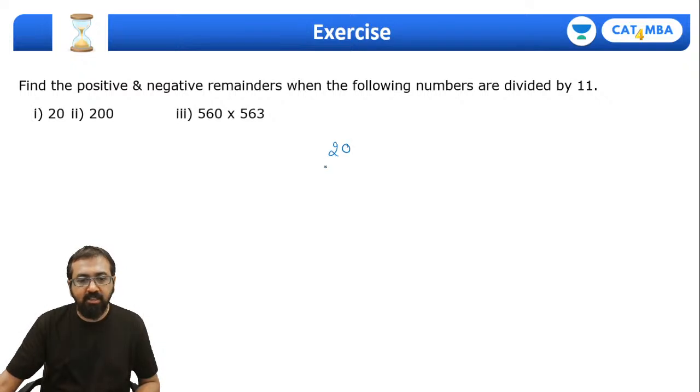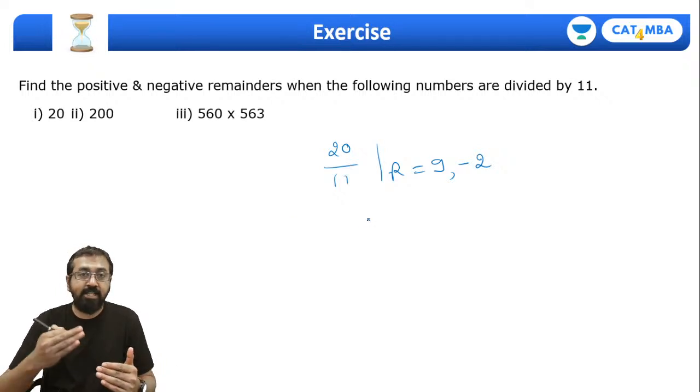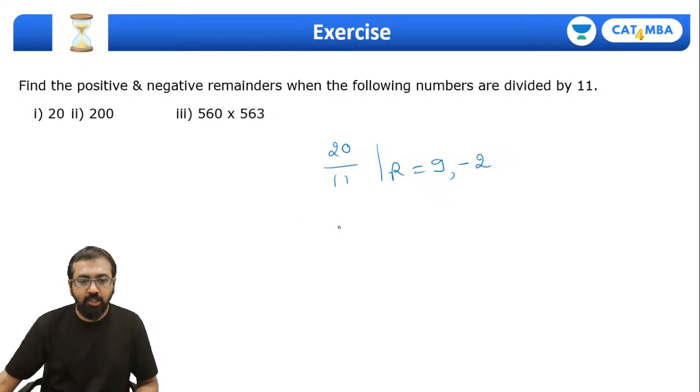So 20 divided by 11. What are the remainders? Of course, the positive remainder is 9 and negative remainder is -2. Yes, everyone, do you agree with this? 11 ones are 11, so 20 is 9 more than 11, or you can say 20 is 2 less than 22, correct? Same way, 200 divided by 11.